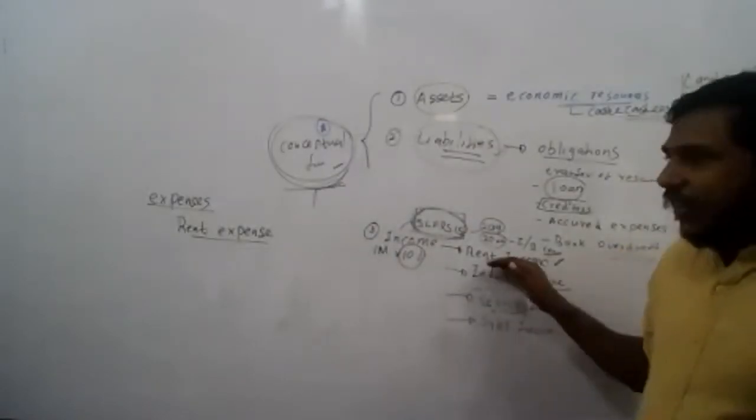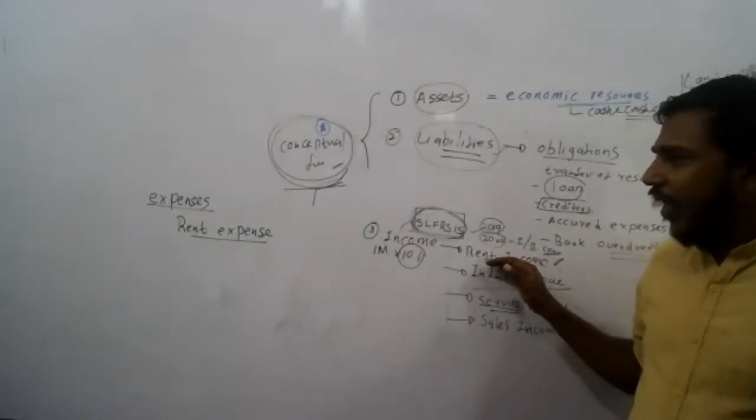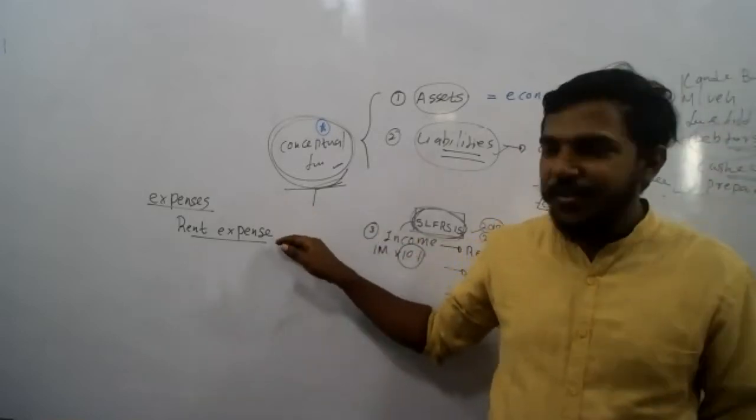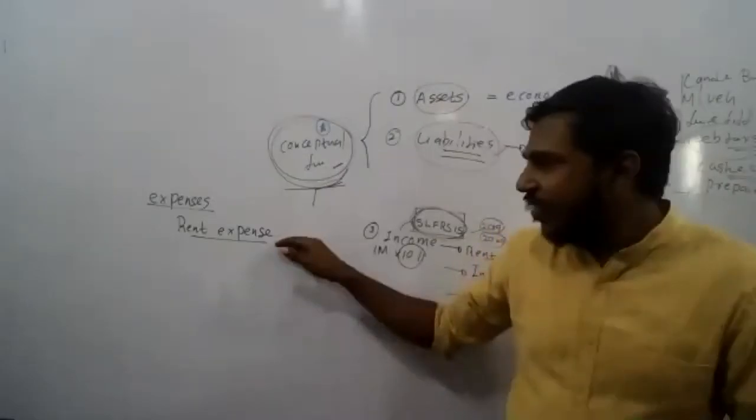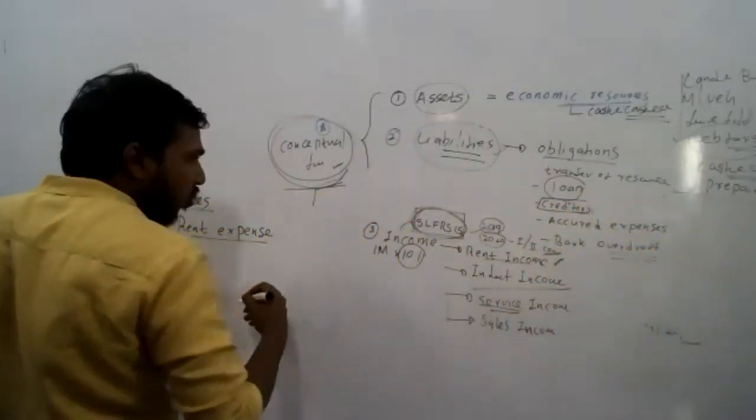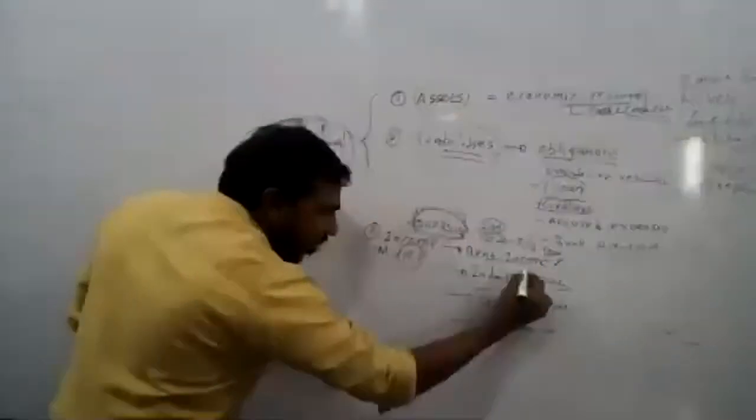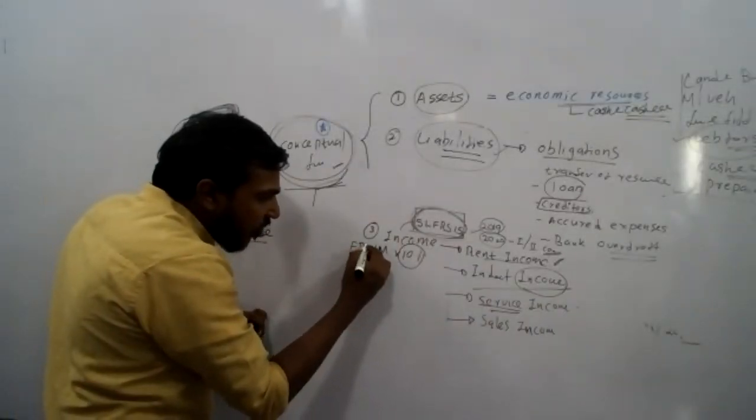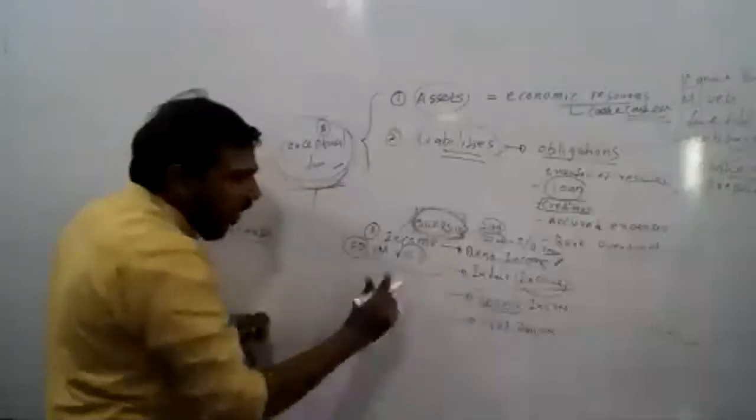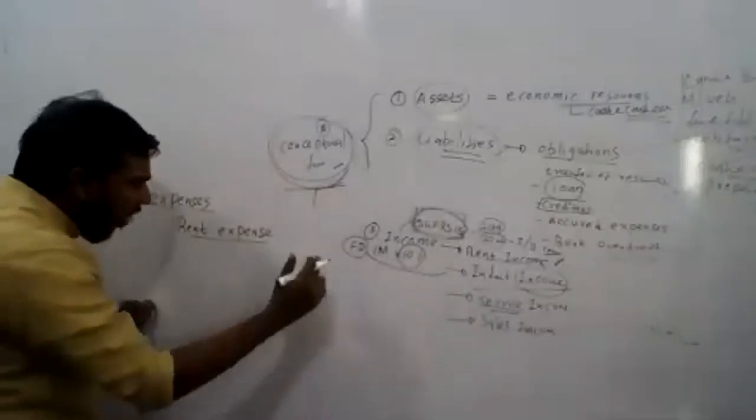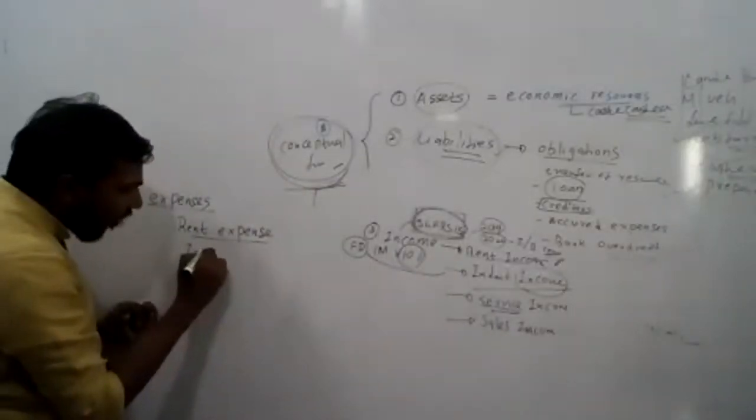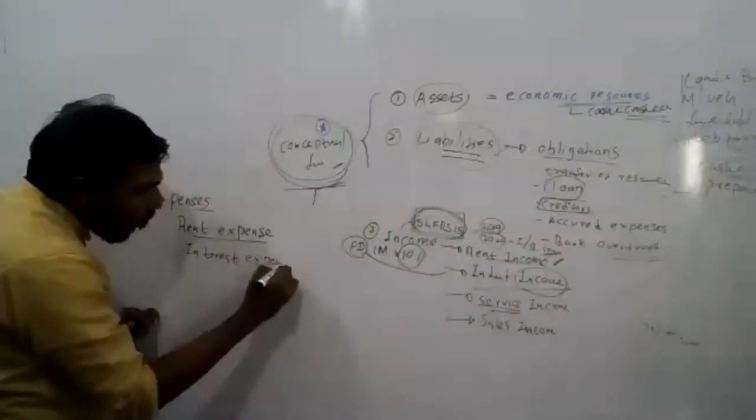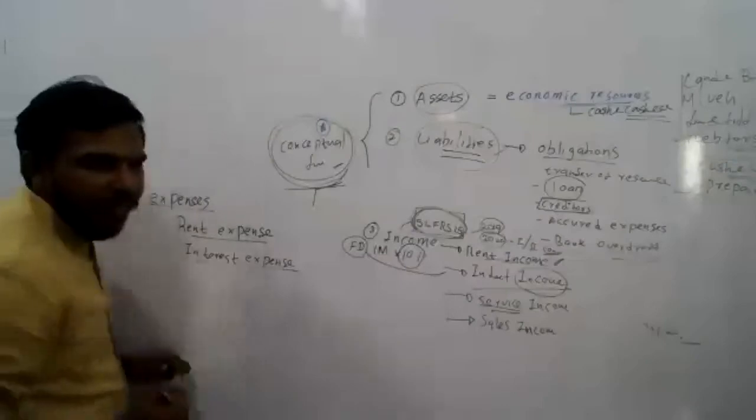If you are earning the rent, it would be the rent income. If you are paying the rent, it would be the rent expense, right? It would be the rent expenses. Then what else? What are the other expenses? We'll say this is interest income. If you have deposited in a fixed deposit, you are earning the interest income. But if you have taken a loan, then it would be interest expense. So be careful in exam, right?